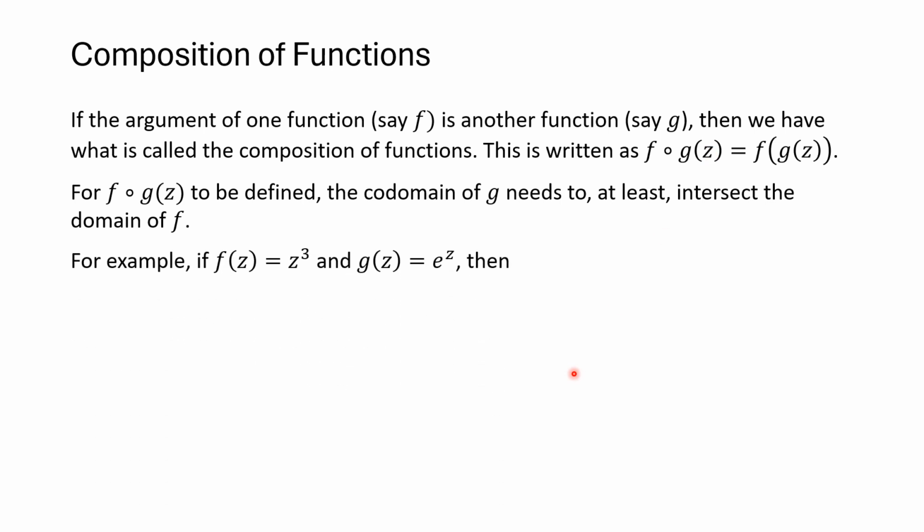We have an example here. f of z equals z cubed, g of z equals e to the z. There's no problem with matching up the domains and the codomains here, because both of these functions are defined over the entire complex plane. So f of g of z, written this way here, we put in e to the z for g of z, and then we plug that into the formula for f of z. We get e to the z cubed, which is e to the 3z.